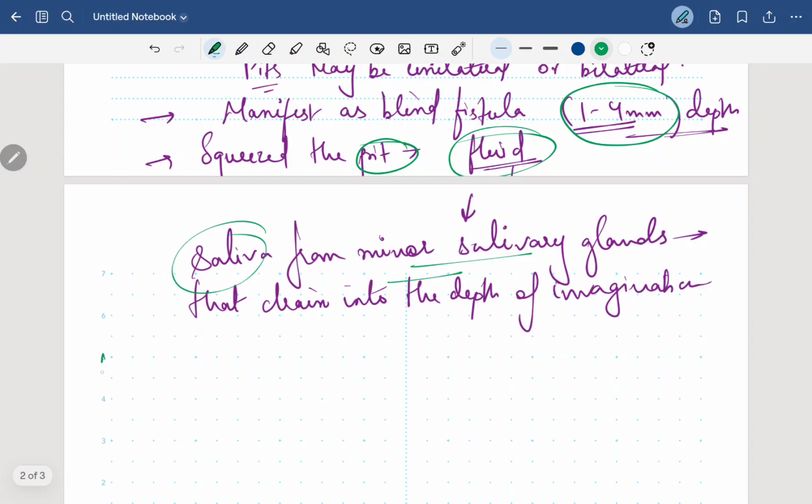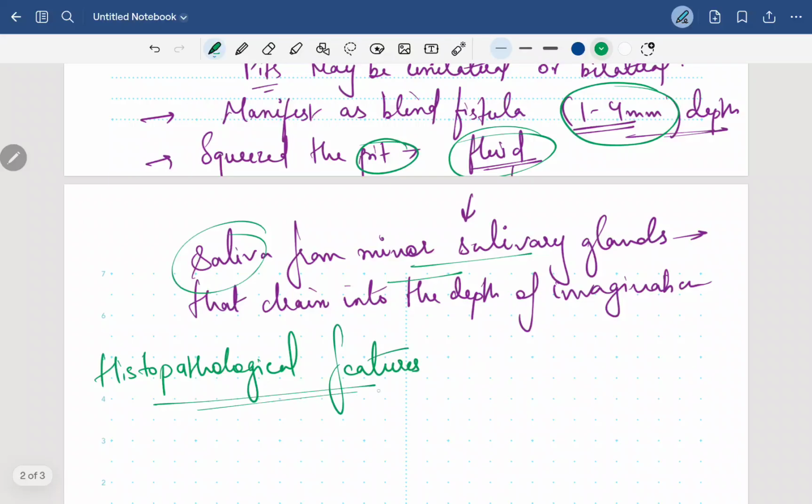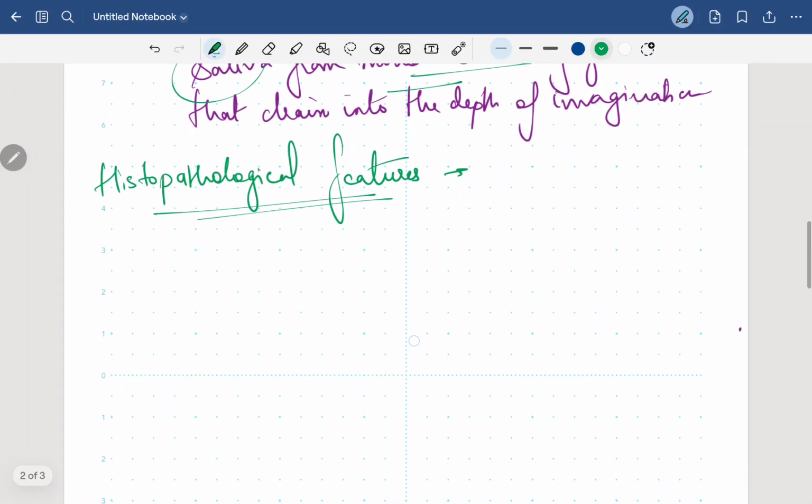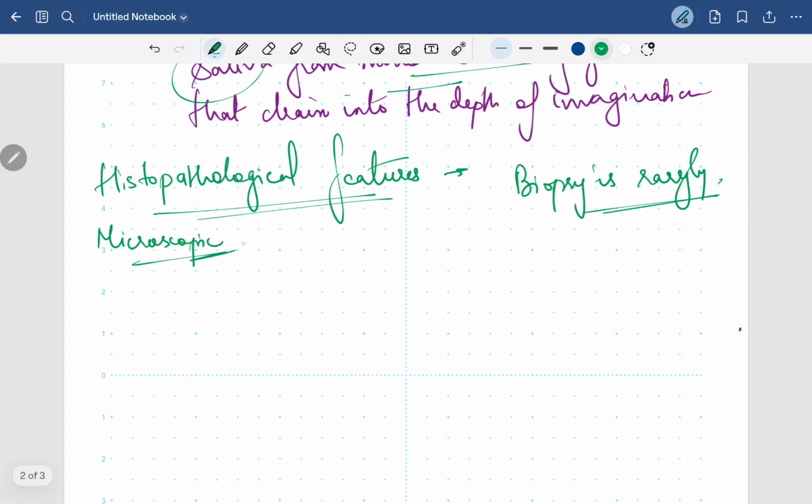Okay, so if we talk about the histopathological features, what could they be? If we check it under the microscope, because biopsy is not usually performed, it's rare. Biopsy is rare in this case because it's not bothering the patient, and it's not a harmful disease, right? So it's not performed for patients with commissural lip pits. But still, if we do some microscopic examination somehow, what will we see?